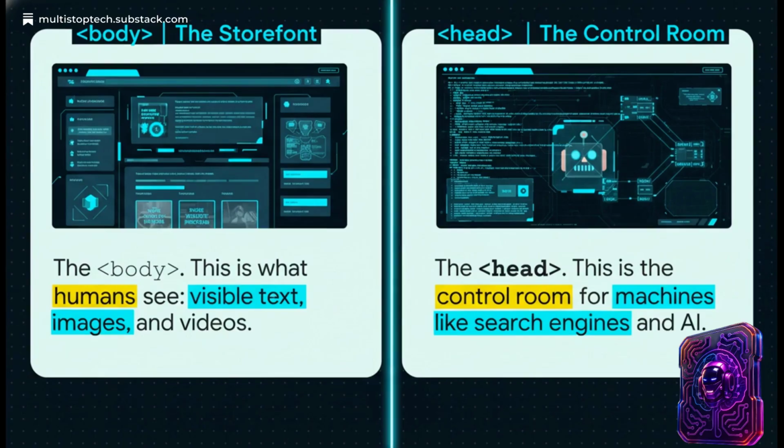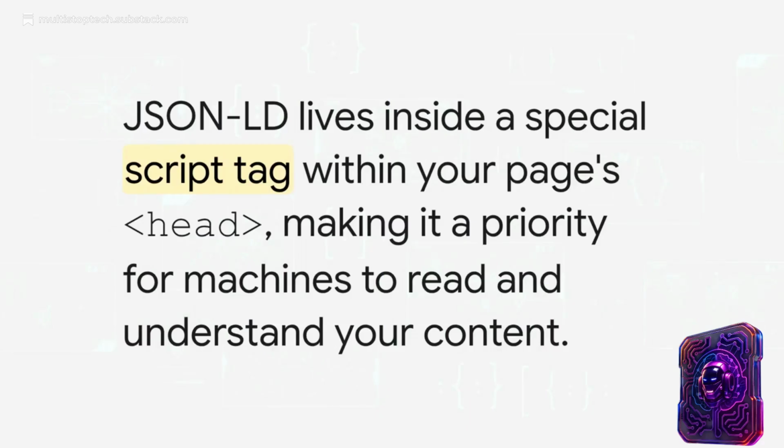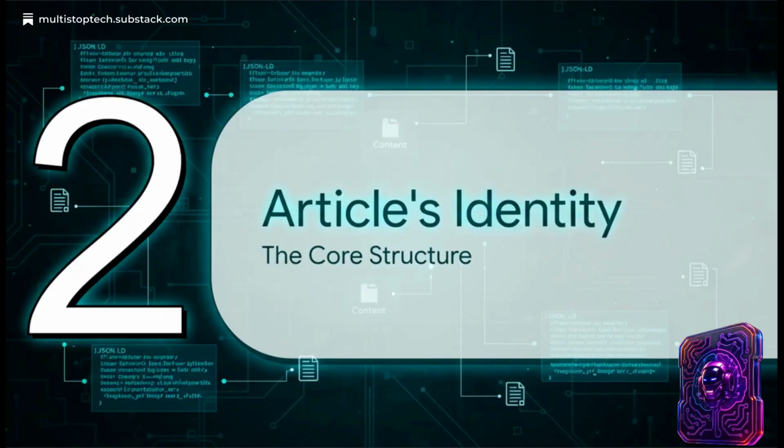But the head section, well, that's the back office, the control room. It's where you leave a detailed set of instructions specifically for the robots, telling them exactly what this page is and why it's important. And here it is, right in its natural habitat. Our special JSON-LD script lives right inside the head. This placement means it's one of the very first things a machine reads when it visits your page, making your instructions impossible to miss.